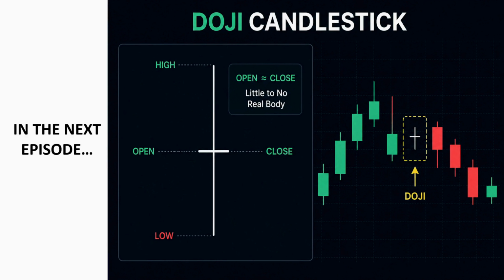In the next episode, we'll focus on one of the most misunderstood candlesticks, the doji. We'll explore what it represents, why it forms, and why its meaning changes depending on where it appears on the chart.